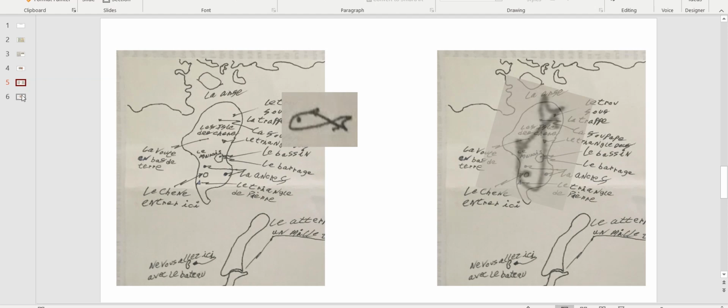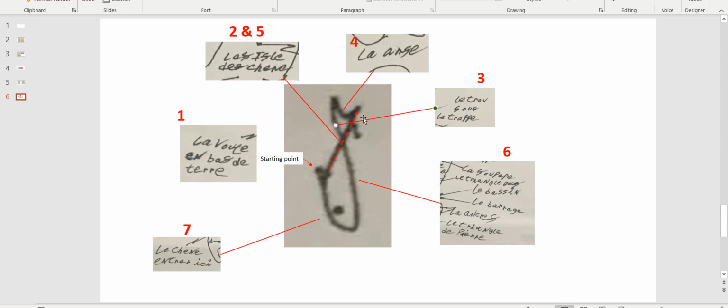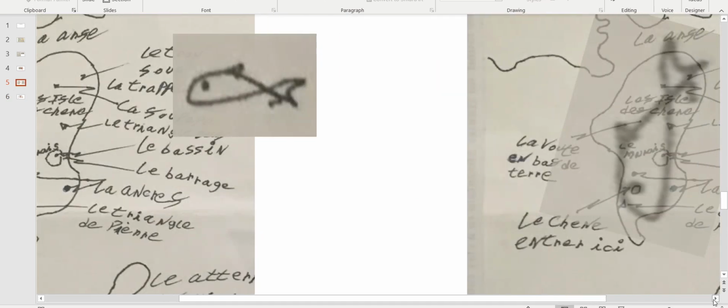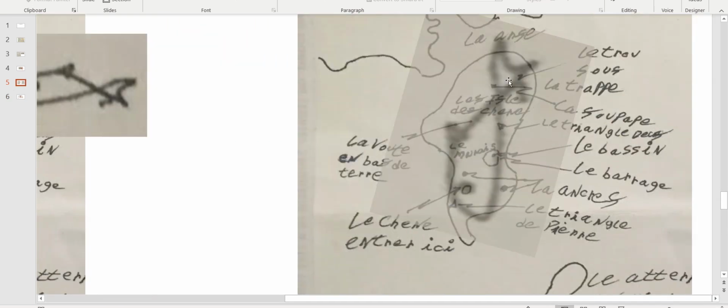Oh, I made a mistake. So the trou sous la trappe is there. And then, la soupape disappeared. So my bad. So I need to add la soupape there. That's not very good. I'm sorry, but you got the idea. It's offset there. It's on the left. So yes, I need to add that for the right sequence.